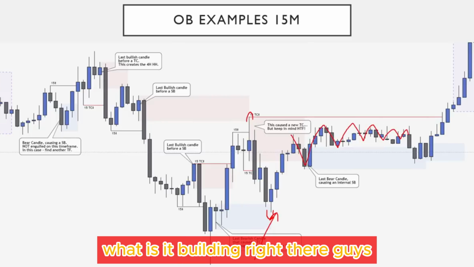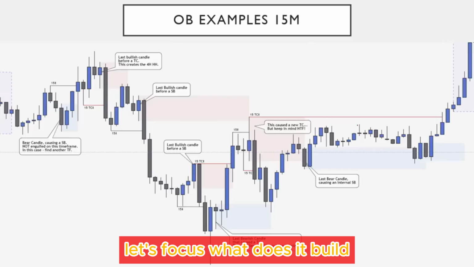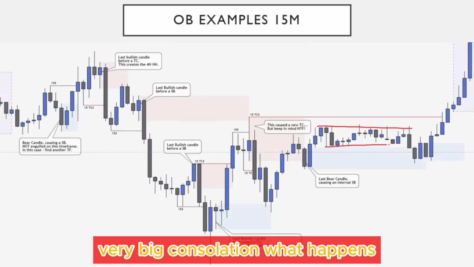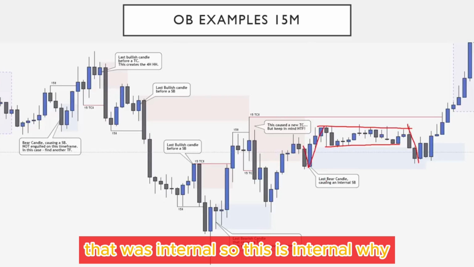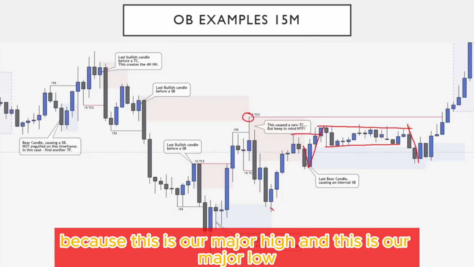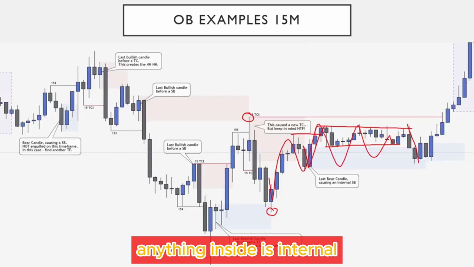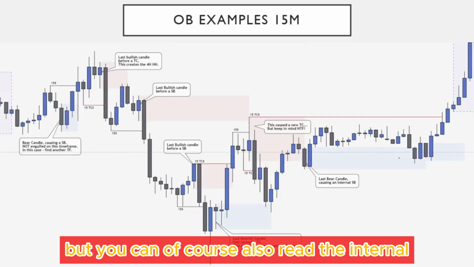What is it building right there, guys? Let's focus. What does it build? A very big consolidation. What happens? A fake move below the consolidation into the last sell-to-buy. That was internal. Why? Because this is our major high and this is our major low. Anything inside is internal. But you can, of course, also read internal.